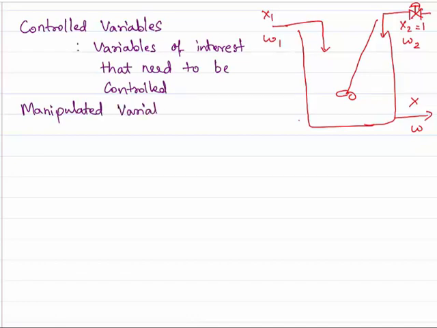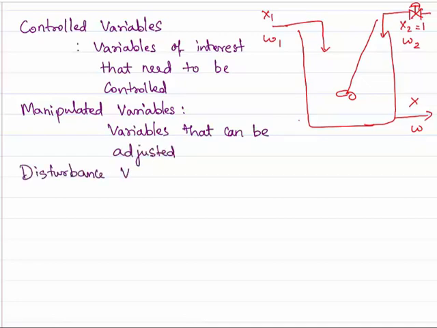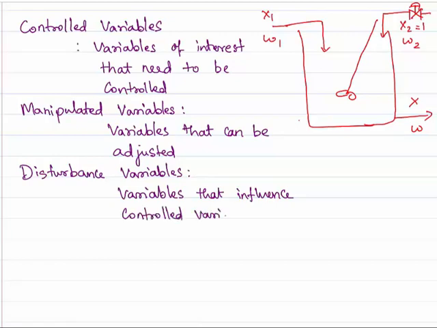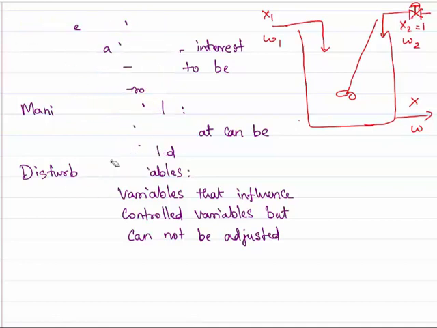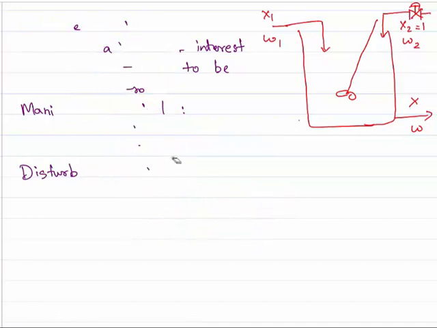Now we can define, based on this process, three different types of variables. Control variables, these are variables of interest that need to be controlled. Manipulated variables, these are variables that can be adjusted, and in this example there's only one variable that we can directly adjust, and it is the pure A entering the tank. There are disturbance variables. These are variables that influence controlled variables but cannot be adjusted.